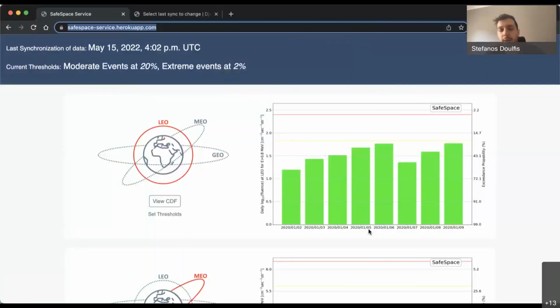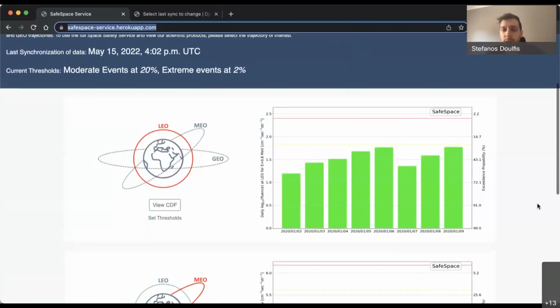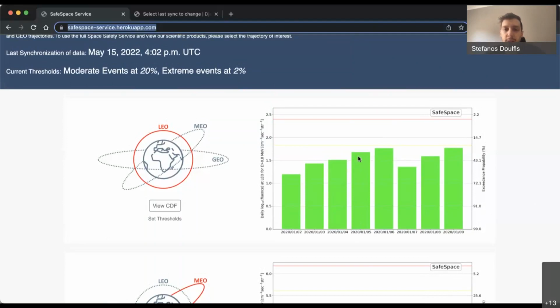Bottom, this will be up to date when it's fully functional. And in the middle here, in this bar chart will be the today's daily fluence, 3 days in the past and 4 days in the future.